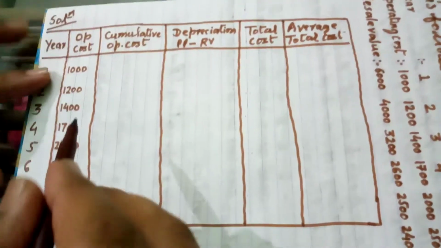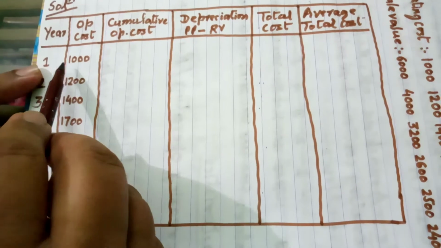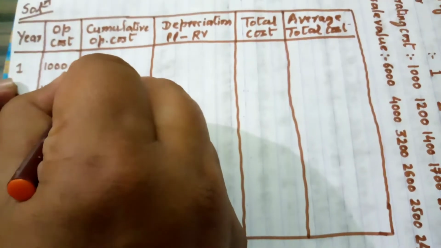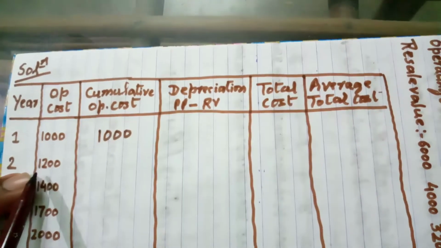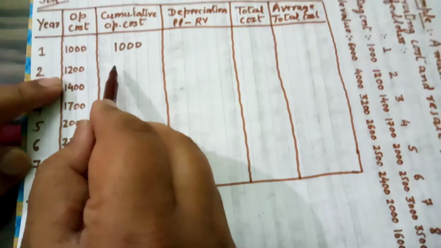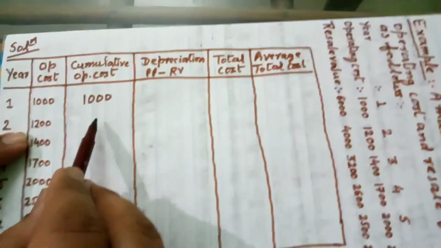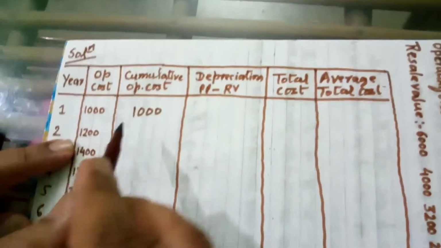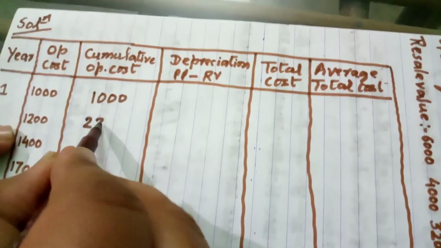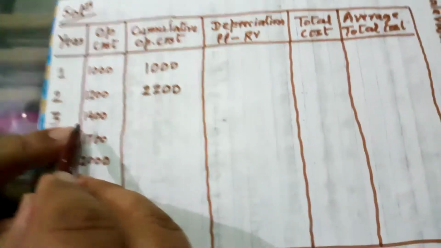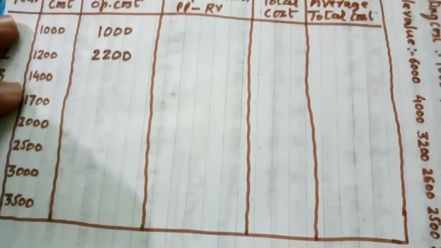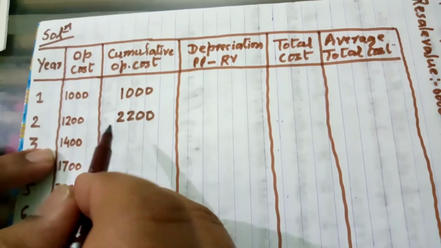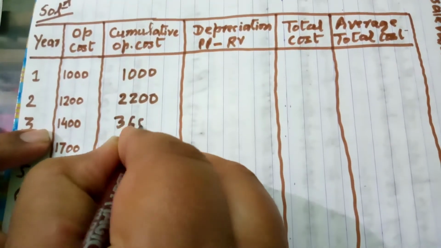Here we have noted down the operating cost year wise. Now in the next column we will total them. For the first year it will be 1000 as it is. Now you can see in the second year the operating cost was 1200. So by the end of the second year the total operating cost or cumulative operating cost will be 1000 plus 1200, that is 2200. Similarly, in the third year it is 1400. So by the end of the third year, the operating cost will be 2200 plus 1400, that is 3600.